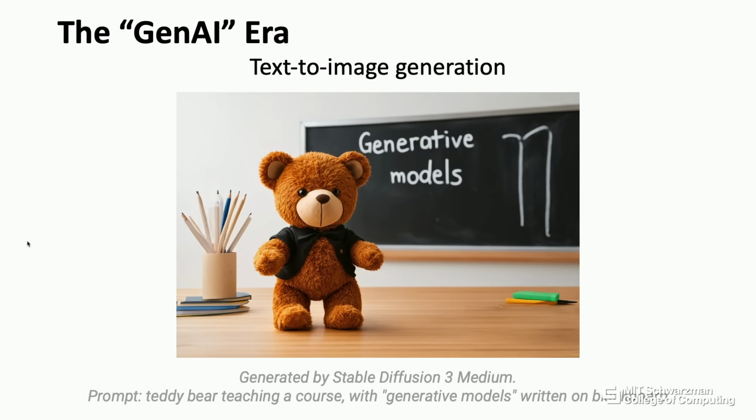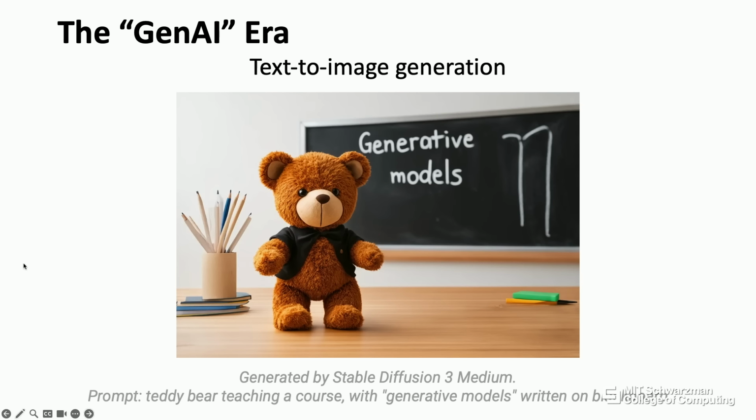Another very popular and very powerful tool is the so-called text-to-image generation. For example, the users can give the computer some text, which is usually called a prompt, and then the computer can generate an image. For example, in this case, the prompt would be a teddy bear teaching a course with generative model written on a blackboard. It is very likely that the computer algorithm hasn't seen this exact image before, but this is what it can produce from the given text prompt.